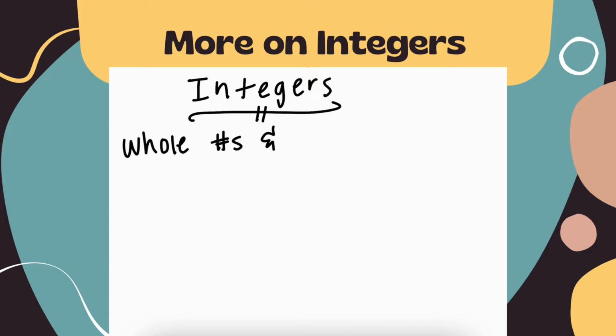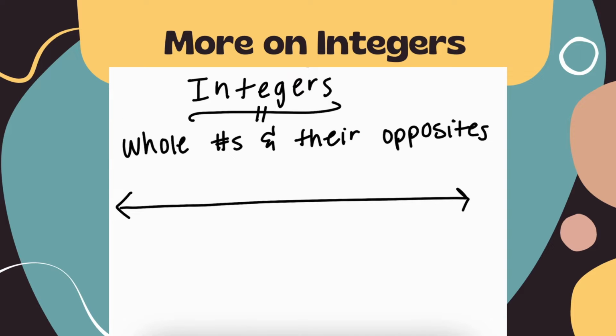You might already know that whole numbers start at 0 and just count by ones. So 0, 1, 2, 3, so on and so forth. When we think about their opposites, that would be the negatives. So -1, -2, -3, so on and so forth. So integers include all the way from -infinity to infinity, just counting by ones. So -3, -2, -1, 0, 1, 2, 3, and so forth.